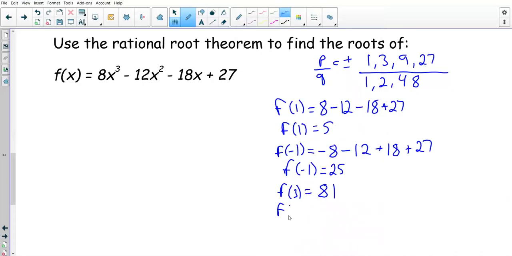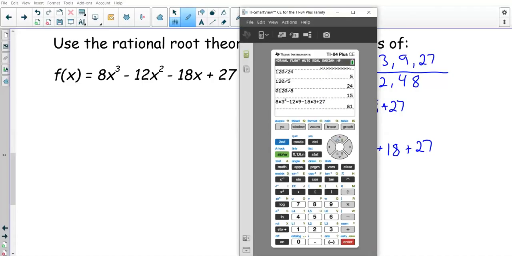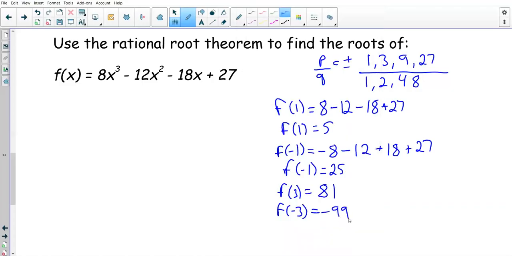So now I'll try f of -3. And so that'll give me negative, right? Because a negative value cubed is going to give me a negative value. So I'm just sort of skipping half of a step there. Minus 12 times -3 squared. Sorry, that should be -3. Minus 18 times -3 plus 27. That gives me -99, so that's no good. So now I'm going to try f of 9.